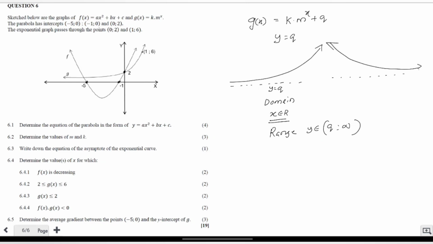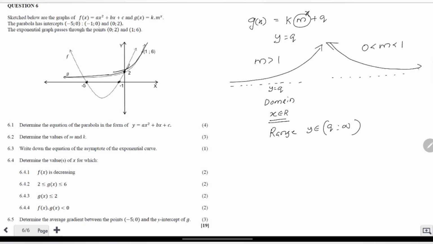So I'm talking about an exponential graph. And how do you determine the shape of the graph? Whether it is increasing is determined by looking at the base. What is the base here? M, isn't it? If m is greater than 1, then the graph is increasing. If m is between 0 and 1, because m cannot be a negative number, then the graph is decreasing. So in this case, in this graph, is it increasing or decreasing? You can see that the graph is going up, isn't it? So this graph is an increasing one.